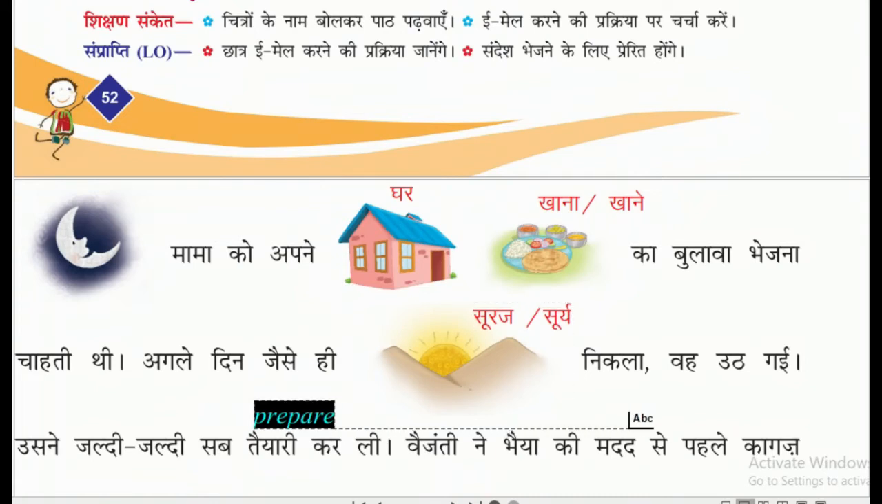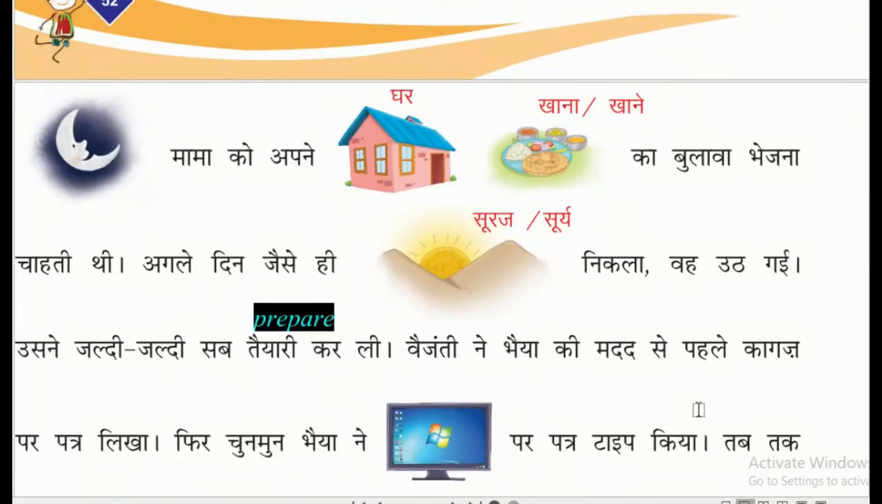Vaijanti, with the help of her brother, first wrote the letter on paper. Kagaj, paper. So before composing the letter on the computer, we write it roughly on paper with the help of the brother. Madad, help. With the help of the brother, she writes a letter on the paper.